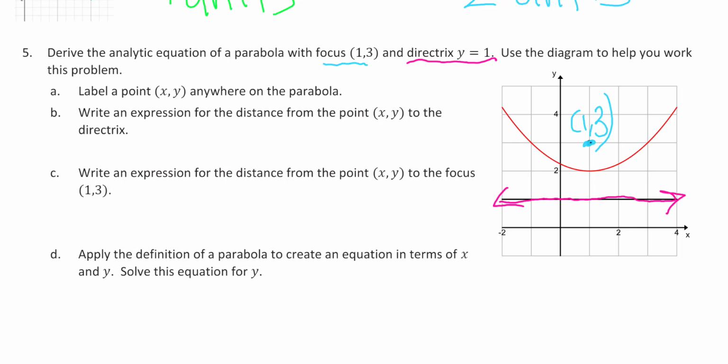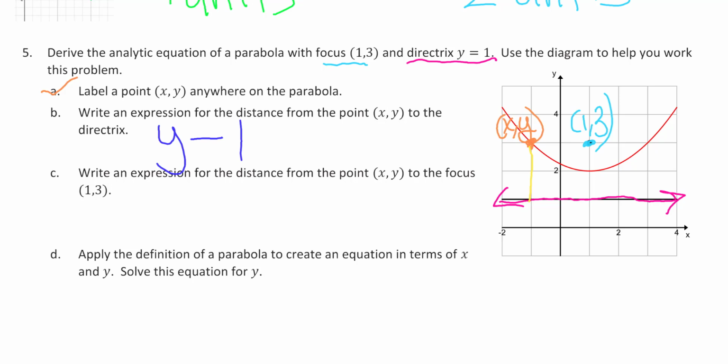All right, so part A: label a point (x, y) anywhere on the parabola. Okay, so I did part A. Part B: write an expression for the distance from this point to the directrix. So they want us to find the distance from this point down to the directrix. Just like we did for problems, probably problem number 2 and problem number 4 above, we can do the same thing here. It's going to be y minus the value of the directrix, so y minus 1.